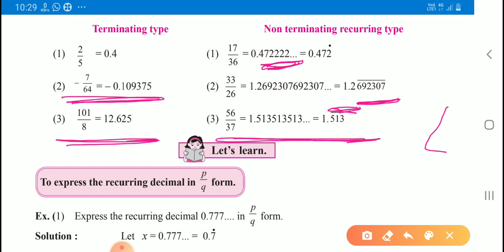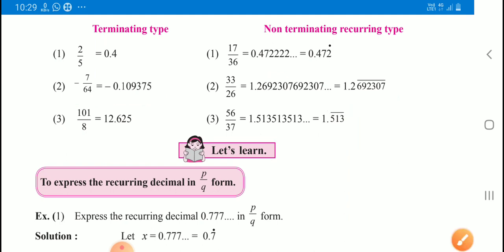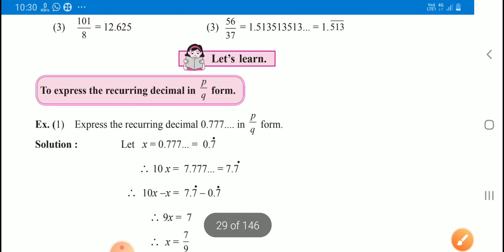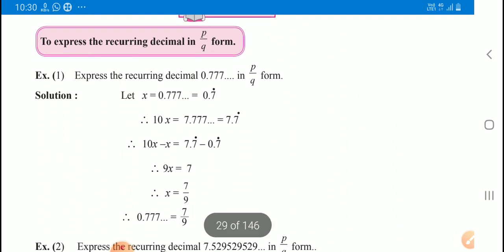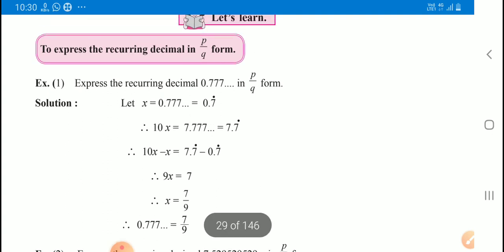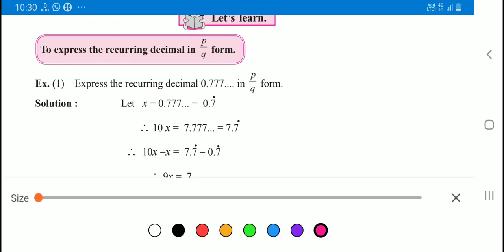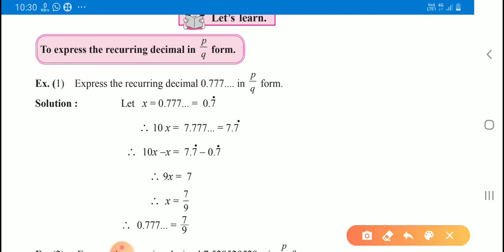Okay. Now we will see how to express the recurring decimal in P upon Q form. You know that the P upon Q form is known as the form of rational numbers. Now we will see one example solved in your book. Express the recurring decimal 0.777 and so on in P upon Q form. Here just see how to solve the example.